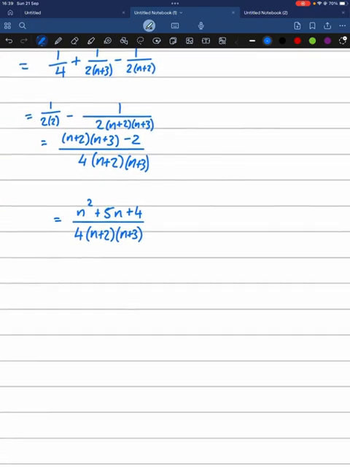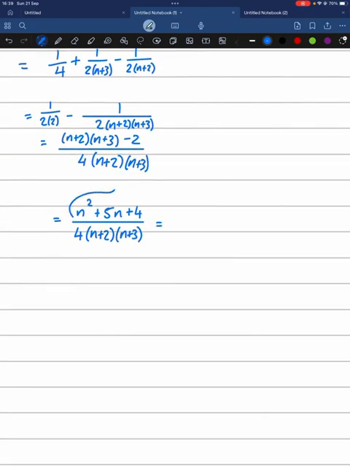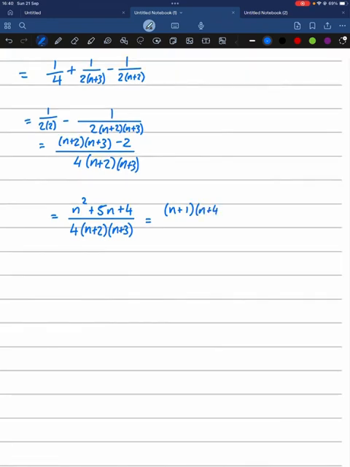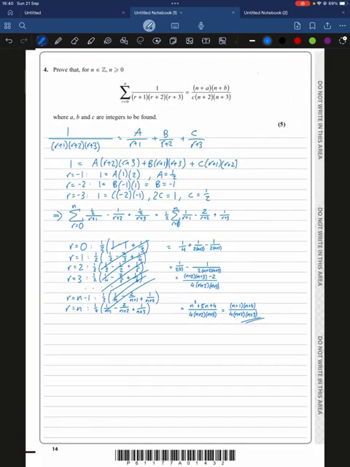And we have to leave our answer in complete factorized form. So this top one will just factorize to n plus 1, n plus 4, all over 4 lots of n plus 2, n plus 3. And this is our final answer.